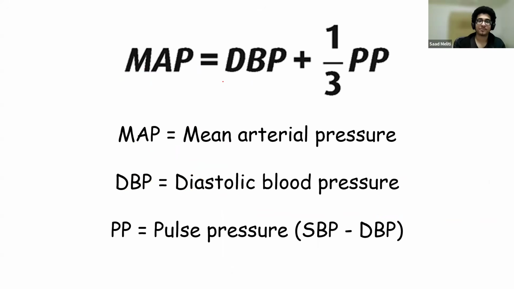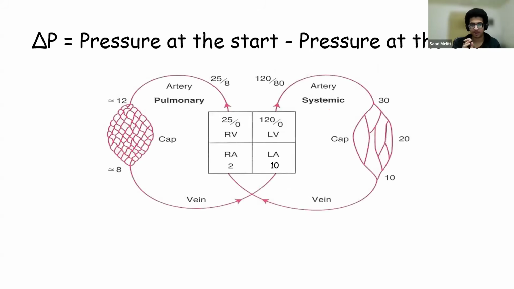So the MAP is equal to diastolic blood pressure plus 1/3 of pulse pressure. The pulse pressure is systolic blood pressure minus diastolic blood pressure. The reason we have this equation is because the heart spends more time in diastole than it does in systole. But it's not too important to know why this equation came about; you should just memorize that the mean arterial pressure is equal to diastolic blood pressure plus 1/3 of the pulse pressure. And we're going to practice that right now.